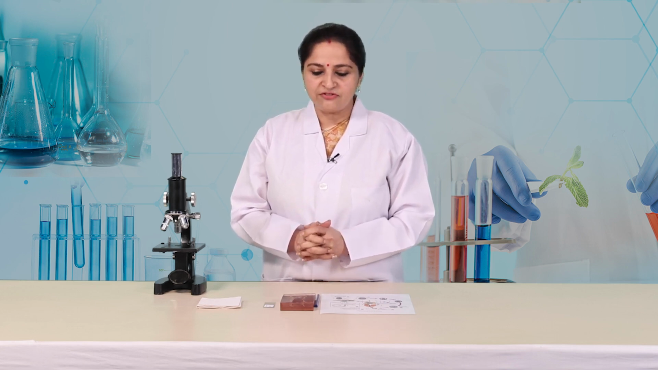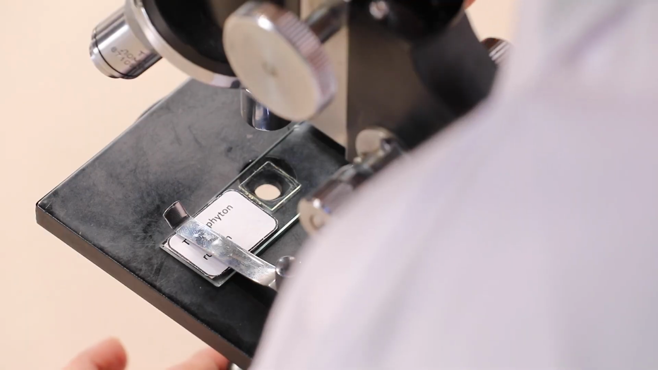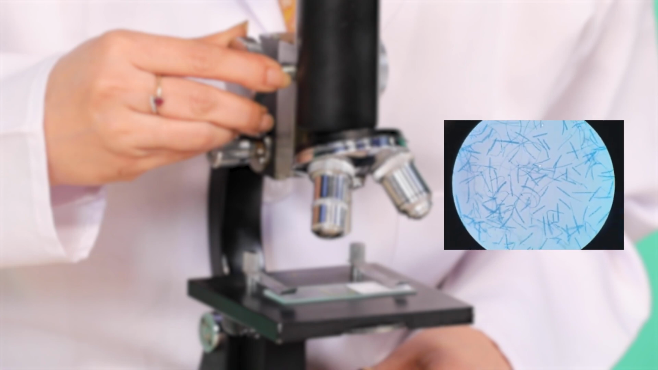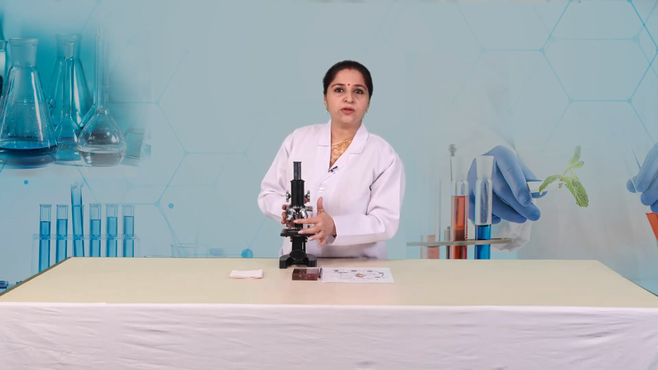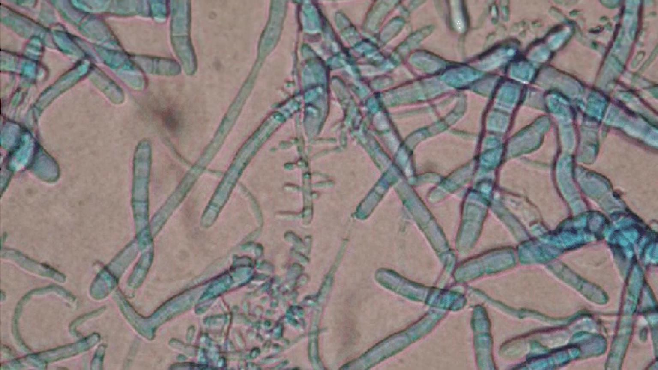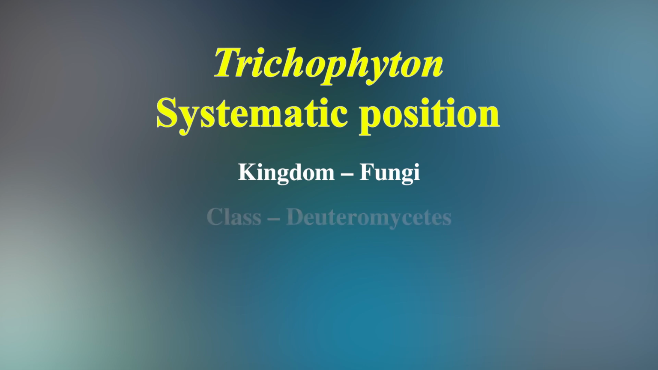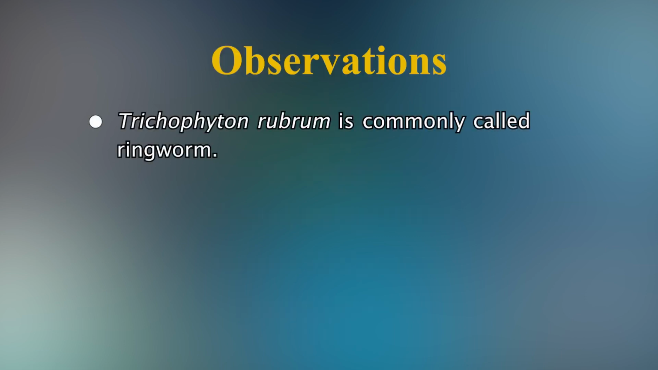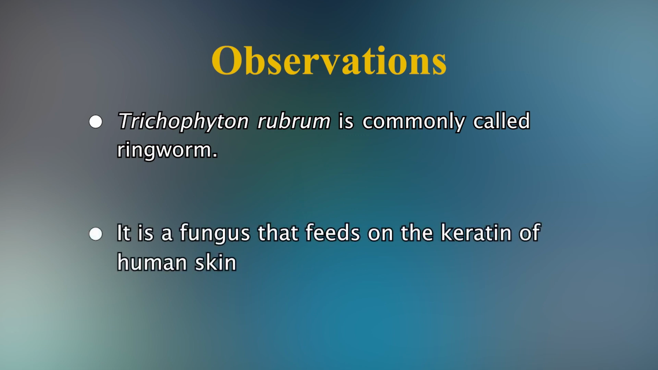We will take the permanent slide of Trichophyton rubrum and observe it under the low power of the compound microscope. Let us focus it properly and try to observe the features. We can also observe it under high power of the microscope. The systemic position of the organism is kingdom Fungi, class Deuteromycetes, genus Trichophyton, species rubrum. Trichophyton rubrum is commonly called ringworm. It is a fungus that feeds on the keratin of human skin.